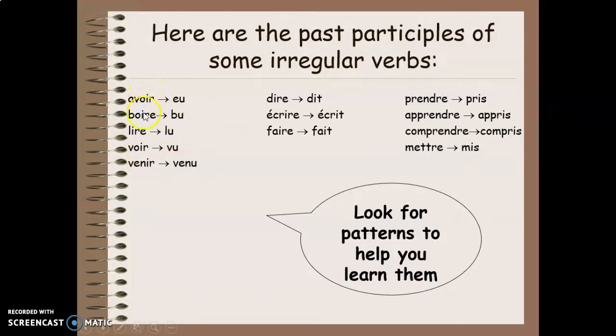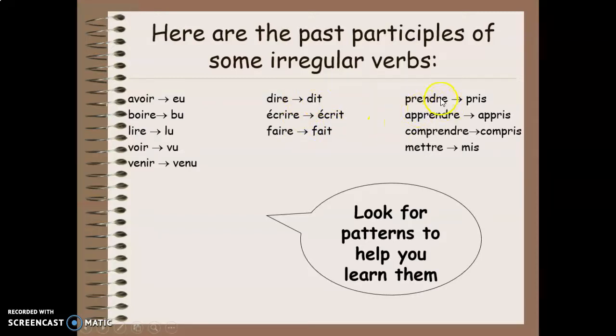So that's your avoir, boire, lire, venue. Okay, so I would take these down into three categories. Then you've got your IRE verbs, like dire, écrire, faire. They all take a T. So you get dit, écrit, fait. So I put those three in a little grouping together, okay? So they all take a T.